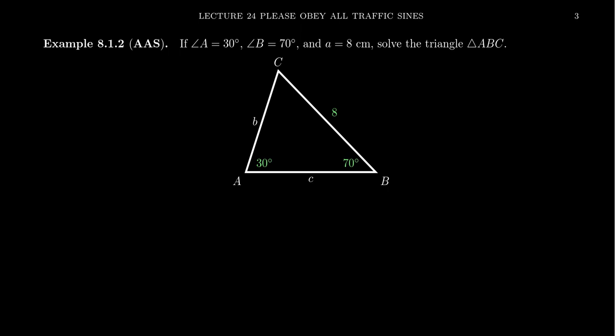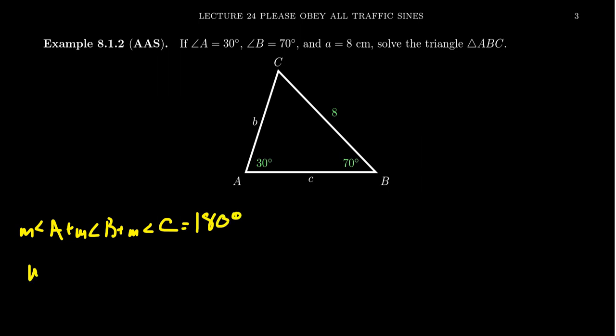Now, we're going to do this using the law of sines. The first thing to do is actually to find the missing angle C right here, because we know that the measure of angle A plus the measure of angle B plus the measure of angle C for any triangle, whether it's right, oblique, whatever, will always add up to be 180 degrees.